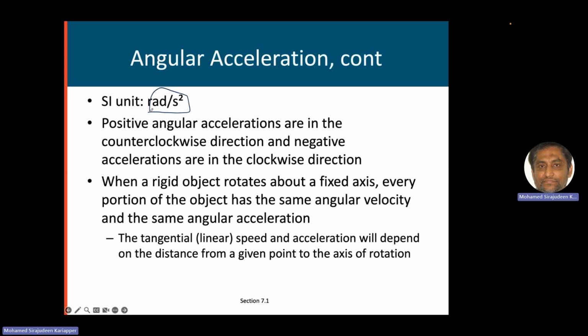When a rigid object rotates about a fixed axis, every portion of the object has the same angular velocity and the same angular acceleration. I have to stress that. So angular velocity of every point is the same. Similarly, angular acceleration at every point in that object which is rotating about a fixed axis is the same. But we will have something called tangential speed and tangential acceleration, which will not be the same, but we still did not define them, so we need to wait to know what it is about.